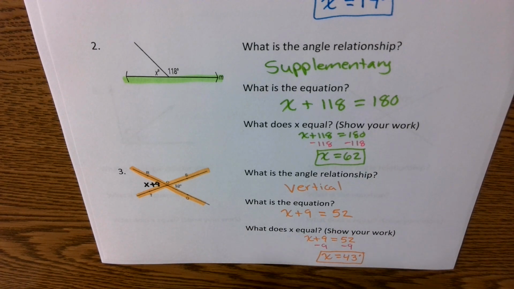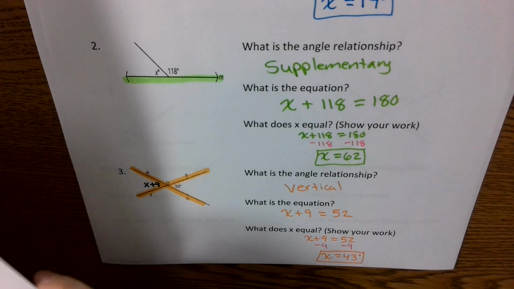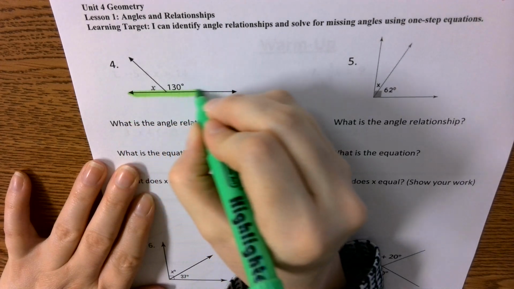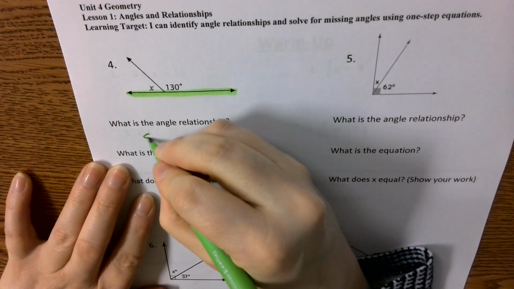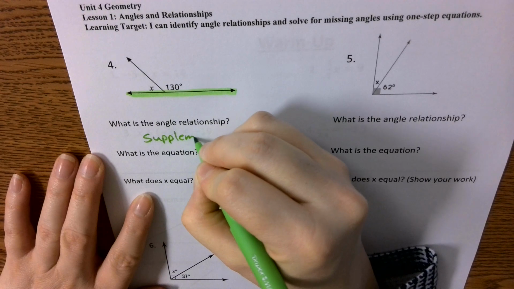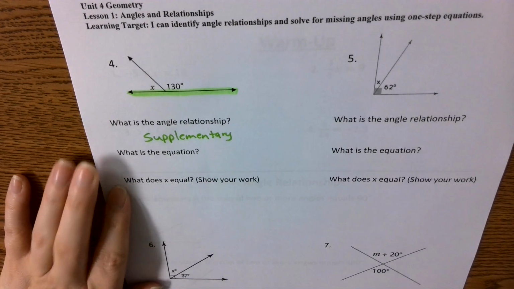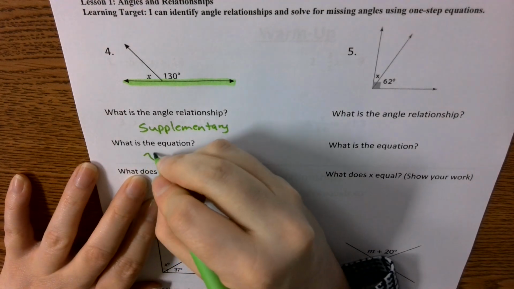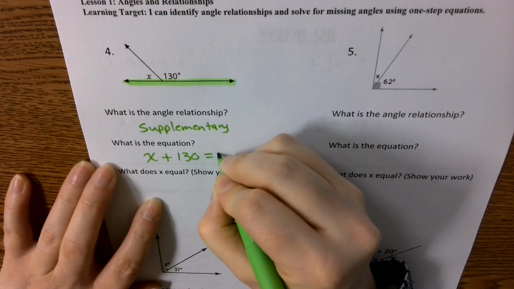Okay, so you want to make sure that you're using those relationship definitions in order to be able to solve for the next measurement. All right, let's go ahead and turn it to problem 4. Problem 4, what's the relationship? Supplementary. Problem 4 is supplementary. It forms that straight line. Kevin, what's the equation going to look like since they are supplementary? Good. 130 plus x, or x plus 130 is equal to 180.